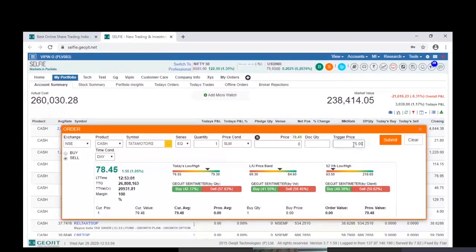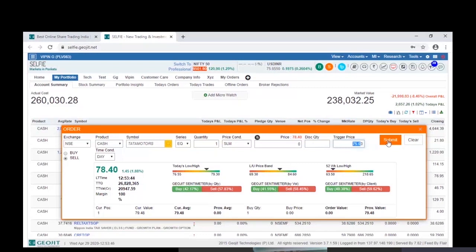Please do note that this is a sell order. You cannot place a limit sell at 75, because you have a better price of 78.40 in the market, so it will execute immediately. So if you are a seller and you want to sell the scrip at a price lower than the market rate, always ensure that you place it as a stop loss order. When you place a stop loss order, define the trigger price, and once you have defined it, you go for submit. If the market reaches 75, my Tata Motors will get squared off.